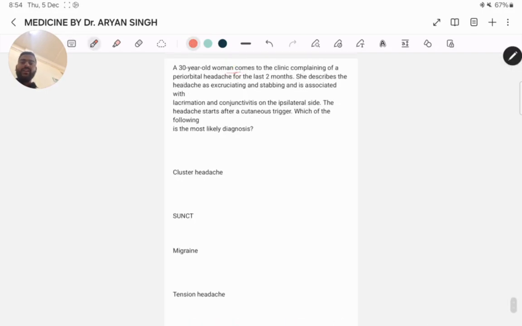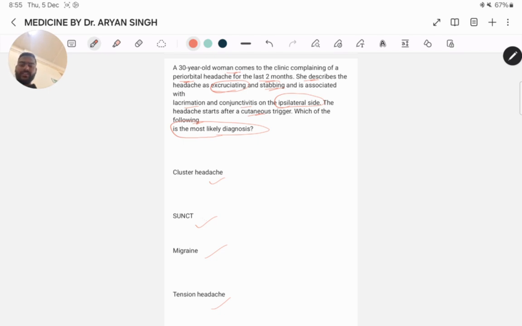A 30-year-old woman comes to the clinic complaining of a periorbital headache for the last 2 months. She described the headache as excruciating and stabbing, associated with lacrimation and conjunctivitis on the ipsilateral side. The headache starts after a cutaneous trigger. Which of the following is the most likely diagnosis? Cluster headache, SUNCT, migraine, or tension headache.